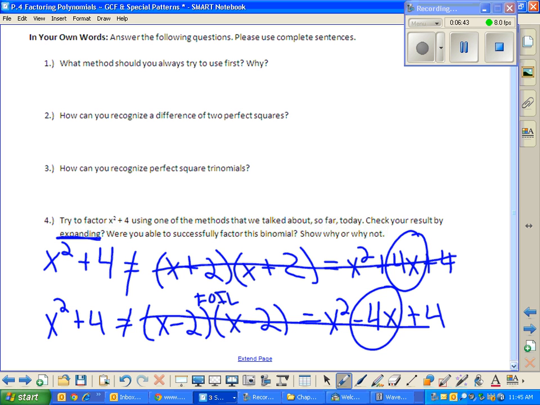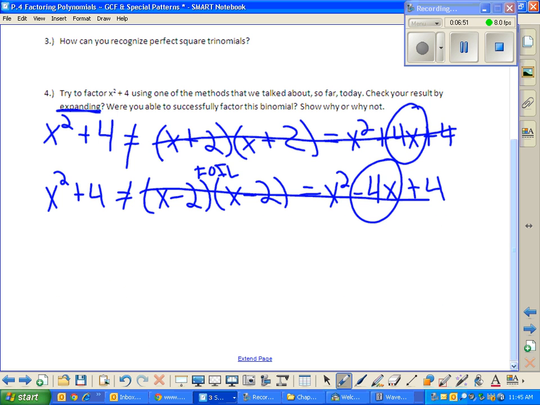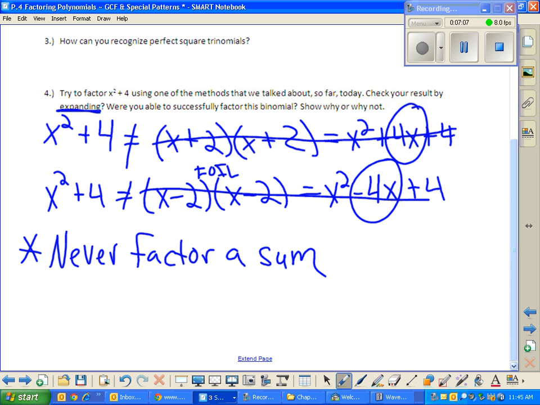Did you have something else to say? Yeah, because that's x squared minus 4, isn't it? So this is not factorable, ever. If you're like, okay, lady, get to the point already, here's the point. We can never factor a sum of 2 squares. We can factor a difference of 2 squares, but we can't factor a sum.